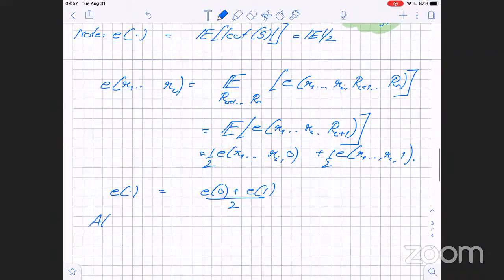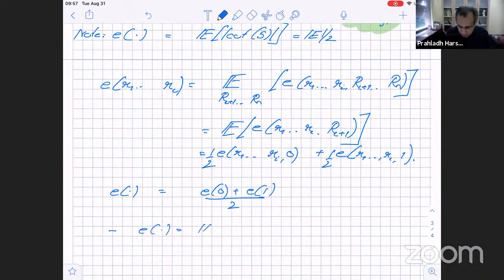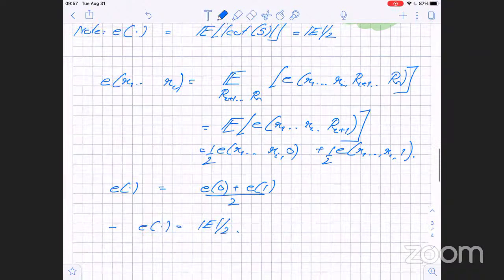So Prahladh, yeah, this question, I just got lost. So the initial expectation was over Ri plus 1 to Rn. Let me just write this. This we know is mod E by 2.